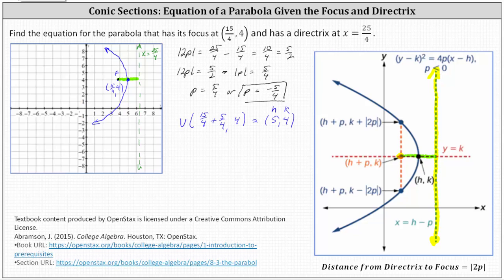And now we can go ahead and find the equation of the parabola, which again we know is in the form of (y minus k) squared equals 4p times the quantity x minus h. Subbing in the known values, we have (y minus 4) squared equals 4 times p, which is negative 5/4, times the quantity x minus h, which gives us the quantity x minus 5. Simplifying one last time, we have (y minus 4) squared is equal to 4 times negative 5/4, which is negative 5, times the quantity x minus 5.